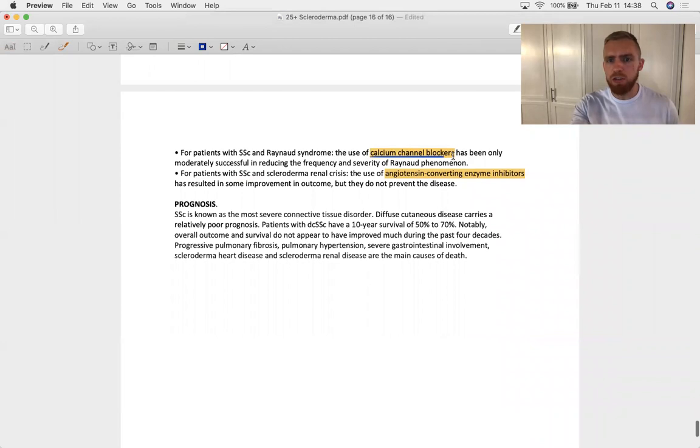Calcium channel blockers is actually what we use for any Raynaud, not just scleroderma-associated Raynaud. But again, there's a big association between Raynaud and developing sclerosis later down the line, so we use the same drug. That's going to just dilate arterioles. And then ACE inhibitors for renal crisis.